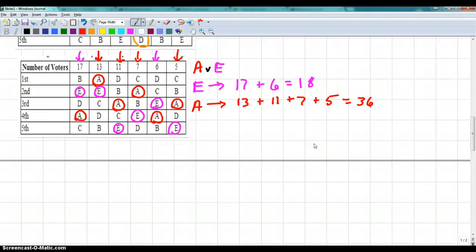Now we'll see that in the comparison of A and E, E wins in the first and the fifth column, and A wins in the other 4 columns. So that means that E gets 18 votes and A gets 36 votes, which means that E will get 0 points and A will get 1 point. And then we will continue to do this so that we can total up our numbers.